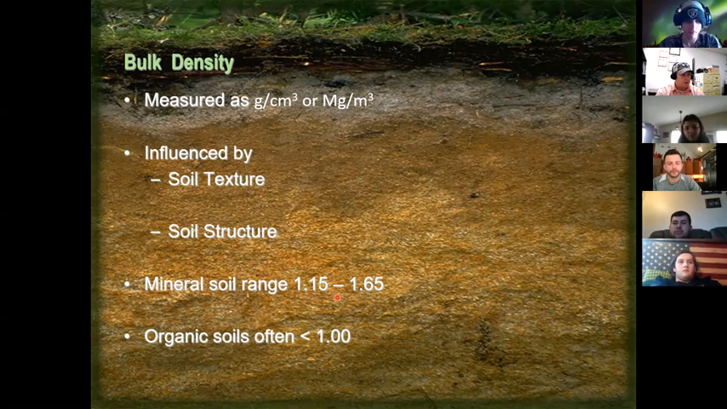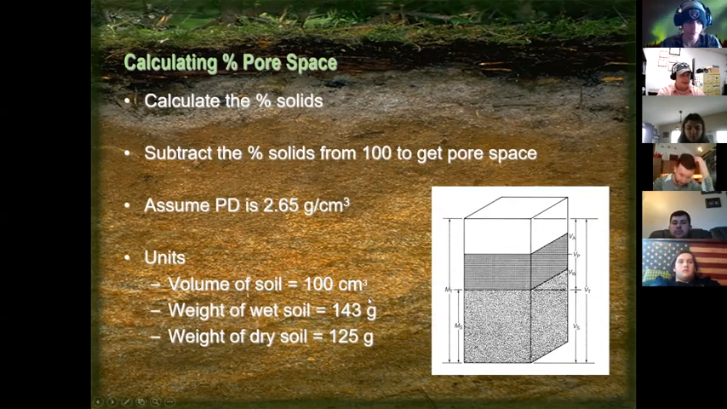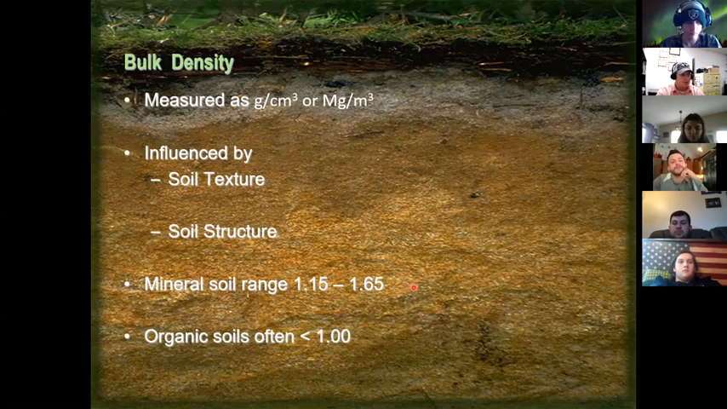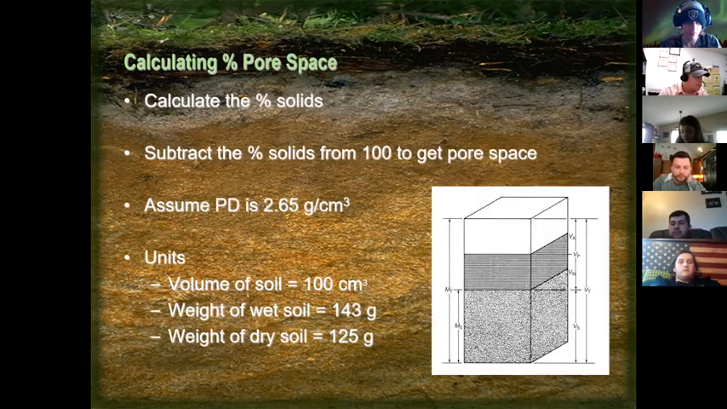Most soils are going to be somewhere between 1.15 and 1.65. The exception is an organic soil, which is usually going to be less than 1. So mineral soils are going to sink because they're more than 1. And if we've got a lot of organic matter, that stuff's going to float because the bulk density is less than 1.